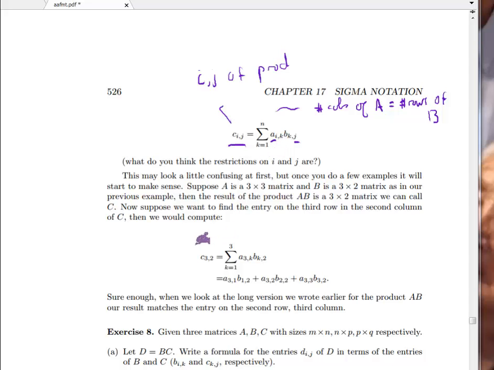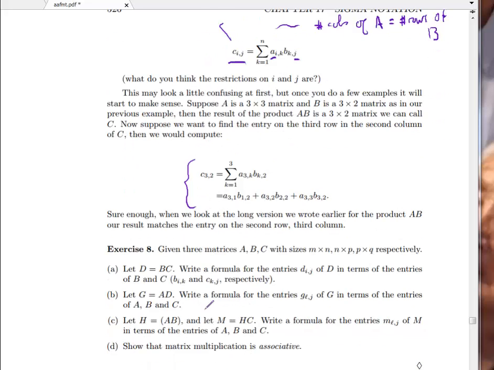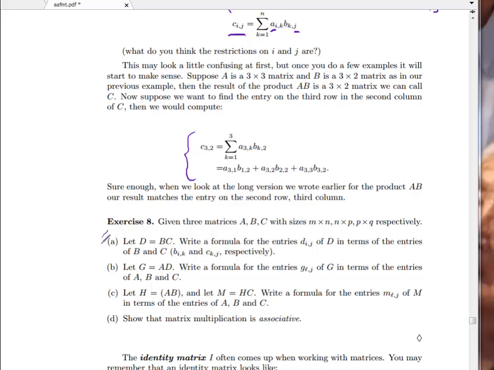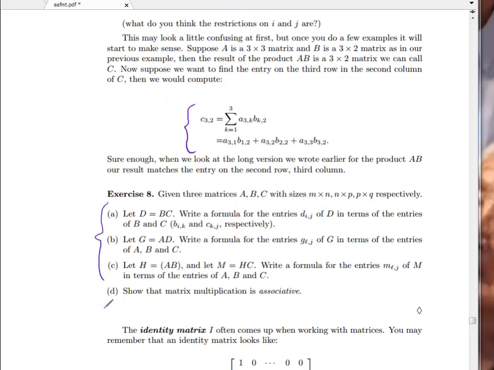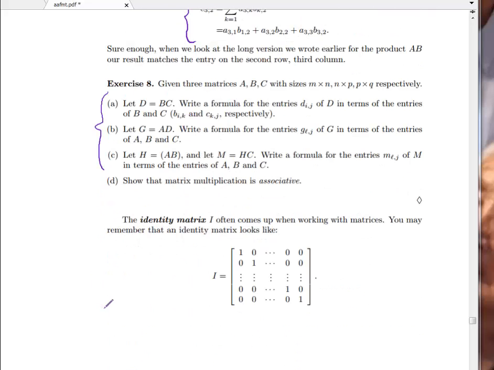All right. Here's another example, and here are some exercises for you to practice with other matrices. And you'll show that matrix multiplication is associative. Some special matrices you may be aware of: this is the identity matrix. It has 1s on the diagonal and 0s everywhere else.